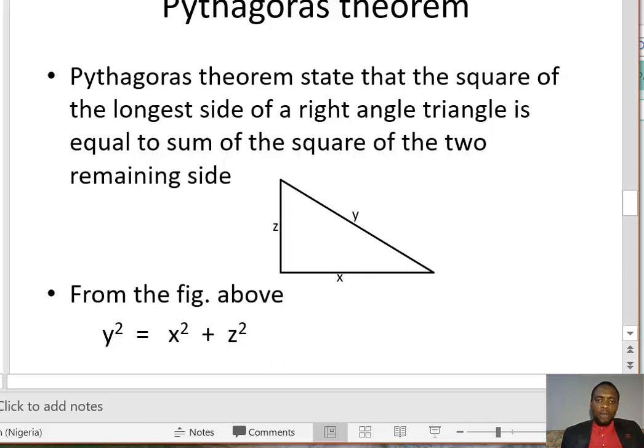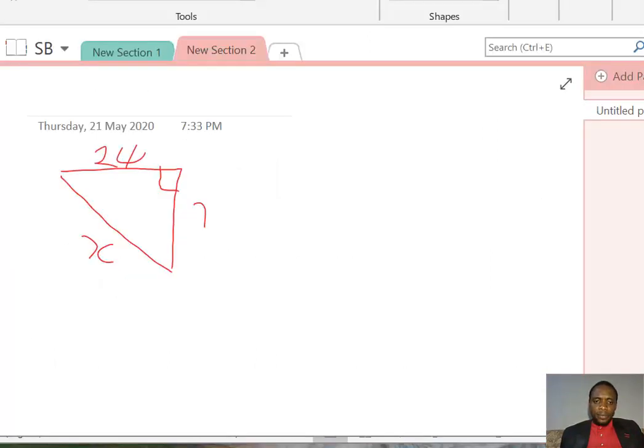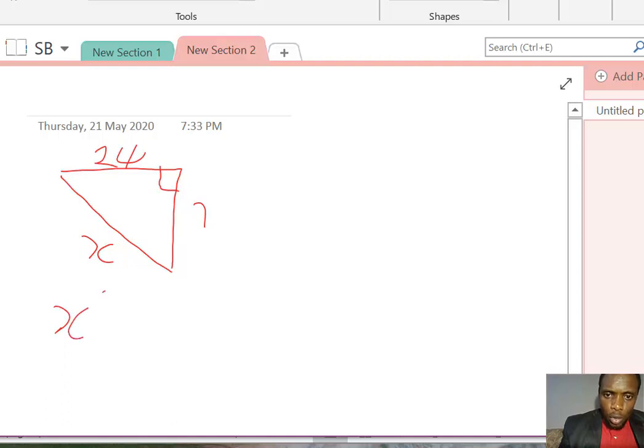Let's look at how we can solve questions on Pythagoras theorem. Here, from the diagram below, find the value of x. We can easily find the value of x using Pythagoras theorem here. The x is going to be the hypotenuse, while the other sides are 24 and 7. So x squared equals the square of 24 plus the square of 7.